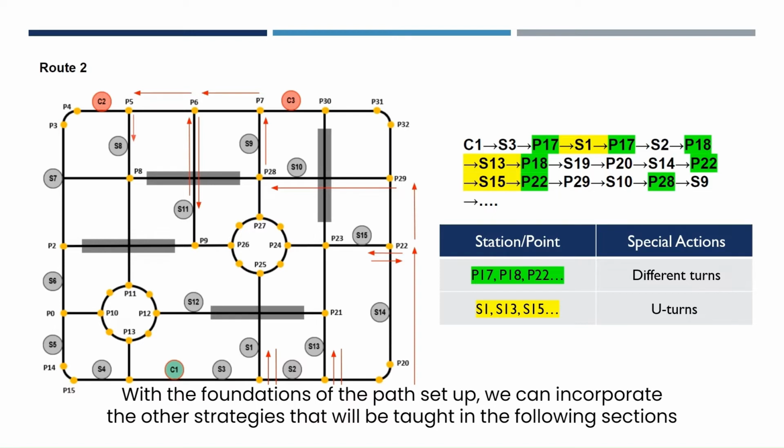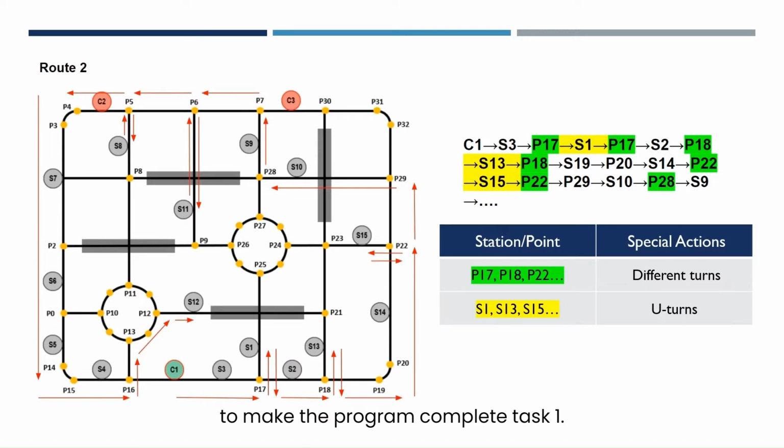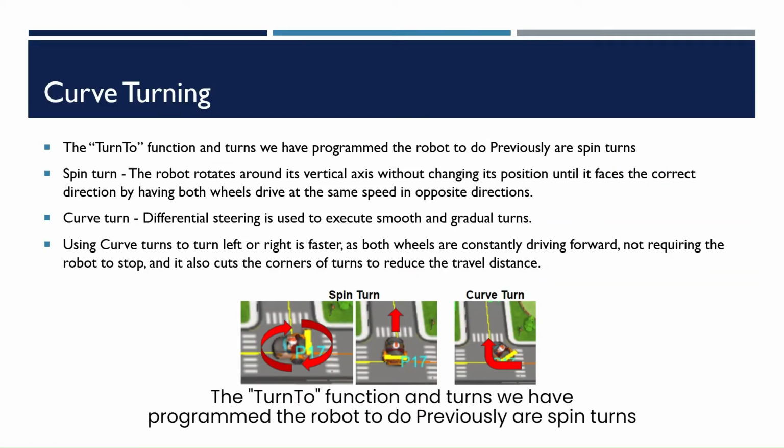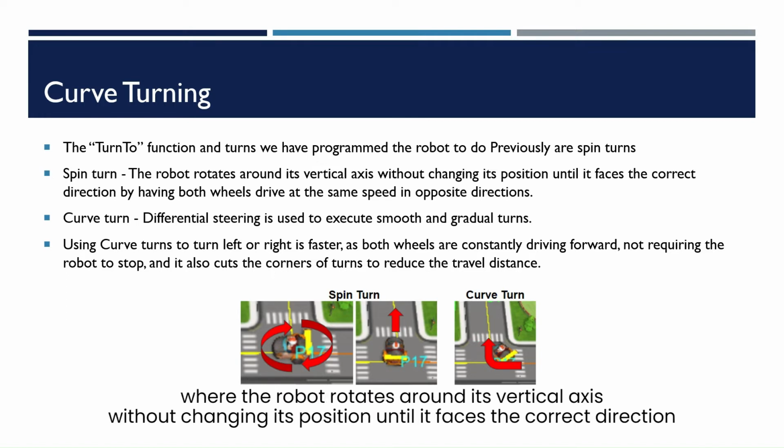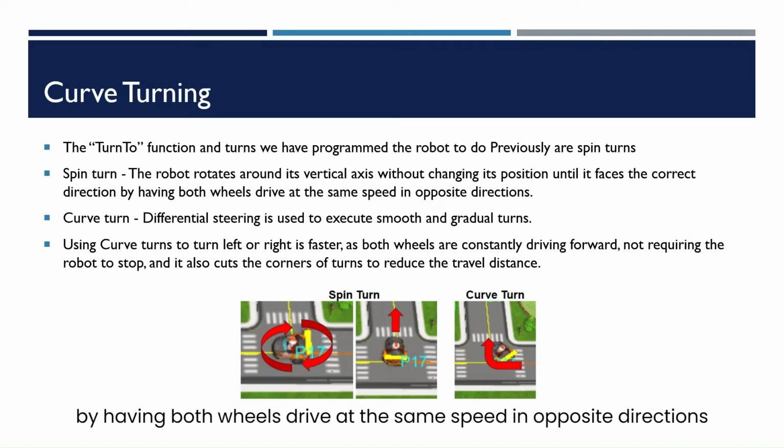With the foundations of the path set up, we can incorporate the other strategies that will be taught in the following sections to make the program complete Task 1. The turn to function and turns we have programmed the robot to do previously are spin turns, where the robot rotates around its vertical axis without changing its position until it faces the correct direction, by having both wheels drive at the same speed in opposite directions.